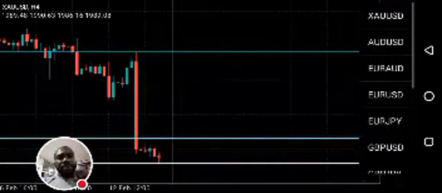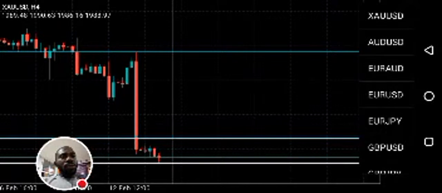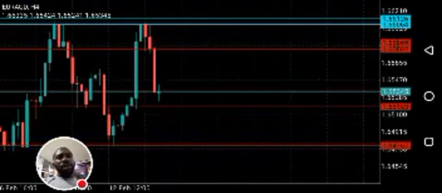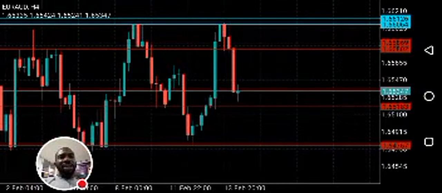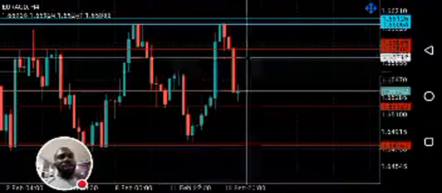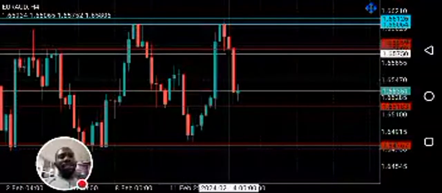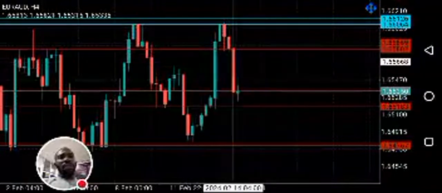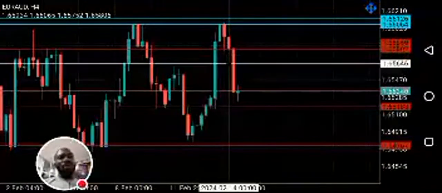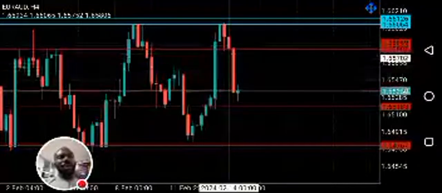Let's move to the next pair. Euro Australian dollar. My bias for Euro Australian dollar is bullish. It's quite unfortunate that I missed this move. I should have entered sell after the close of this bearish candle. So I missed this move.